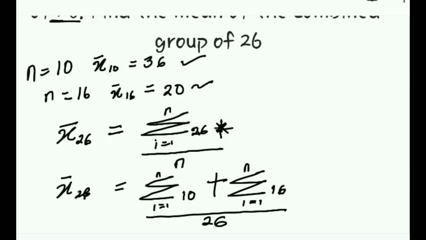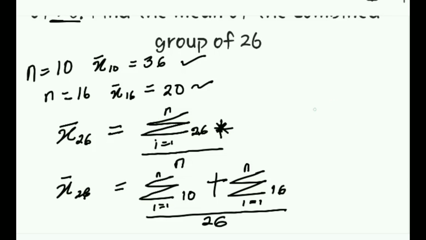Again, the summation of the 26 individual scores will be the summation of the 10 in the first group, there are 10 individual scores, plus the summation of the 16, in the second group there are 16 individual scores. So when you add the two together, it gives you the summation of the 26 individual scores.